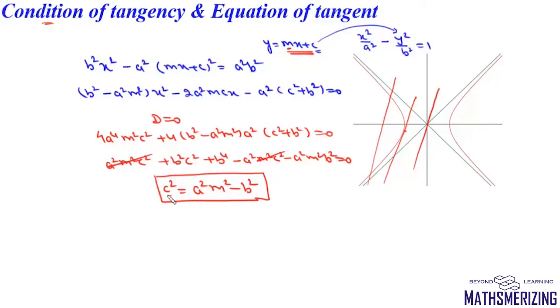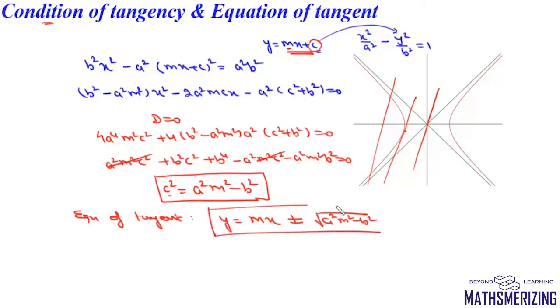Now once we have this c, we can write equation of tangent also. So equation of tangent in terms of slope can be expressed as y equals mx, and then in place of c we can write plus or minus under root of a square m square minus b square. So this is our first equation of tangent in terms of slope. So for any given hyperbola, we can always write equation as y equals mx plus minus under root a square m square minus b square.